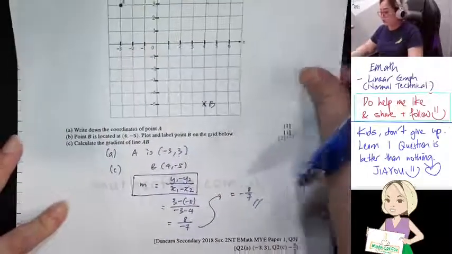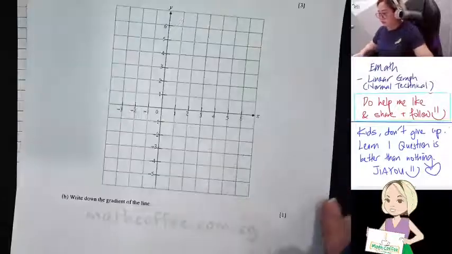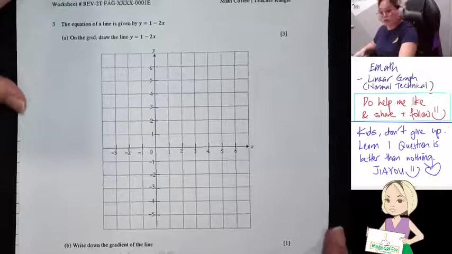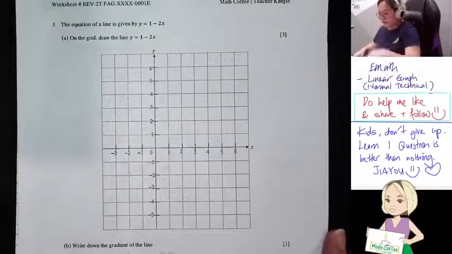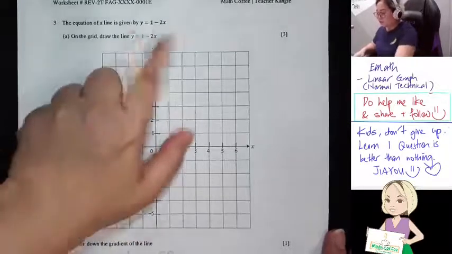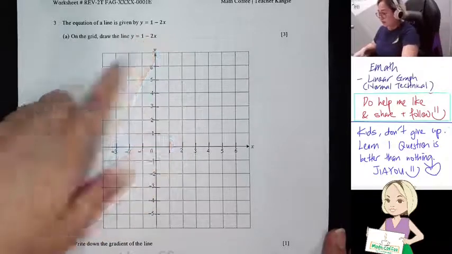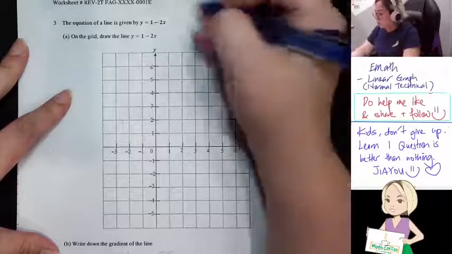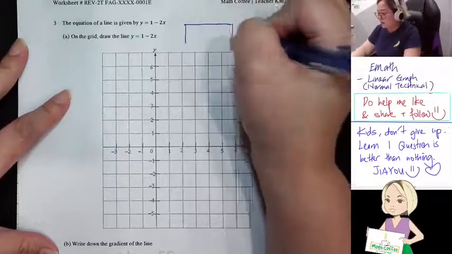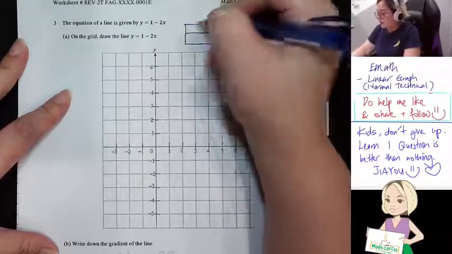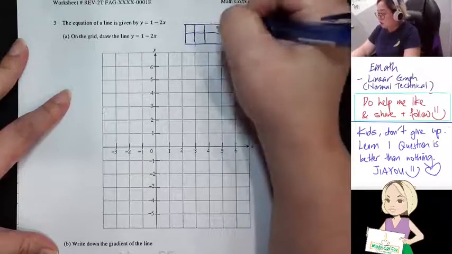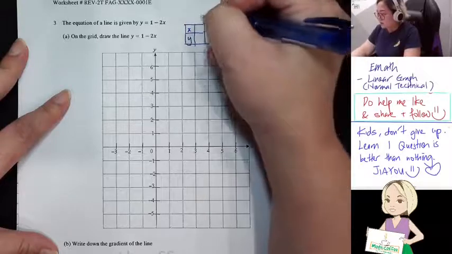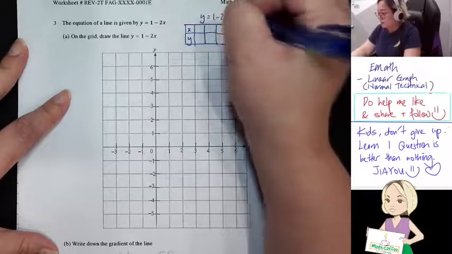Okay, so let's move on to the next question. Okay, so number 3. Now they say that the equation of a line is given by this. So on the grid, draw the line. Whenever they ask you to draw a line, you need to draw a table of points. Always drawing 3 points is good enough. So draw a rectangle with 4 boxes: 1, 2, 3, 4. This is x and this is y. This is for y equals 1 minus 2x.